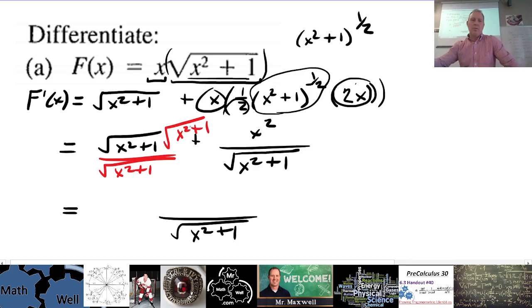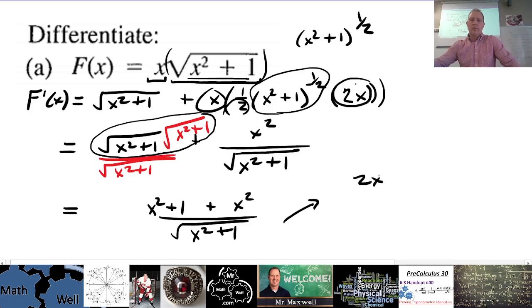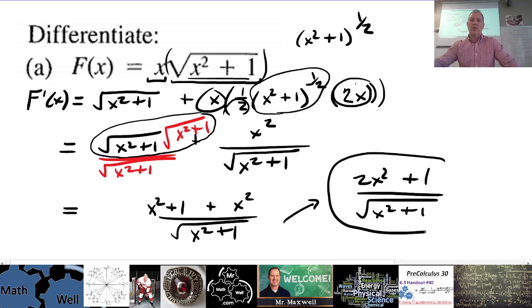On the top, when you square a square root, like we did up here, that just becomes x squared plus 1 plus x squared, 2x squared plus 1 over root x squared plus 1. And that would be fine to leave it like that. Radicals in the denominator is okay. Get it to one term, that would be fully simplified. No other factoring to do on top or bottom, so you're good to go. That should be good.